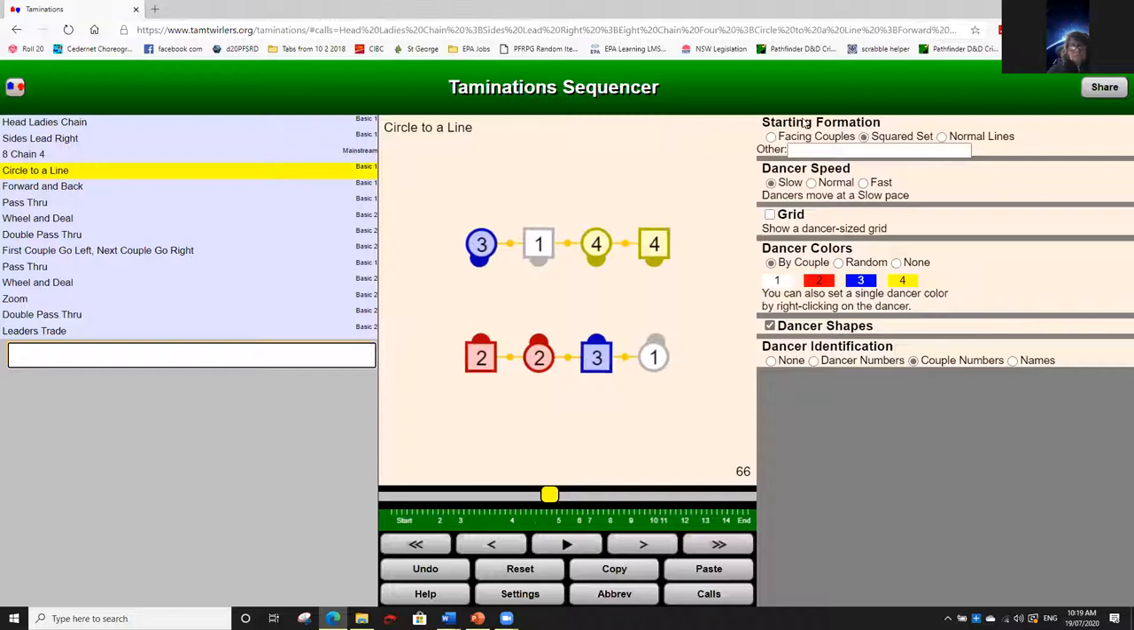Let's put that back on normal speed. Okay, so how can I fix that after the 8-chain-4, if I still want to do a circle to a line? What could I put in there to fix that?